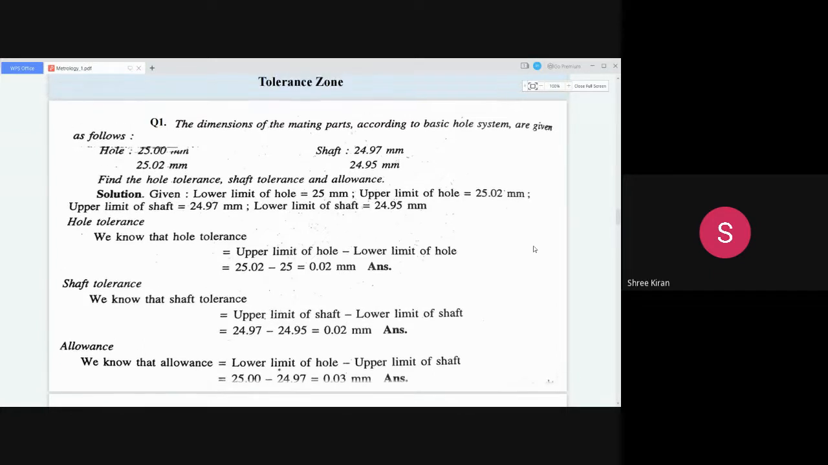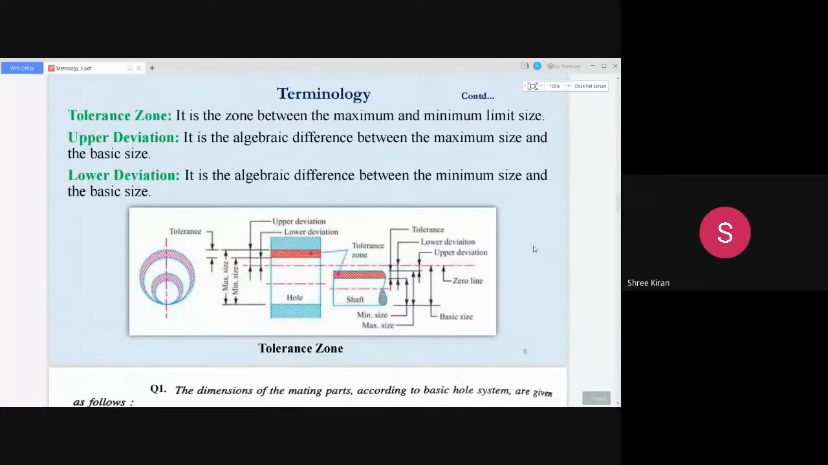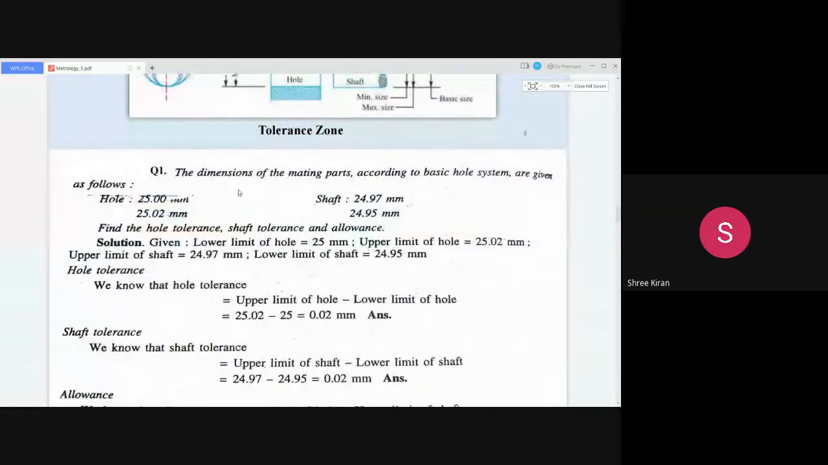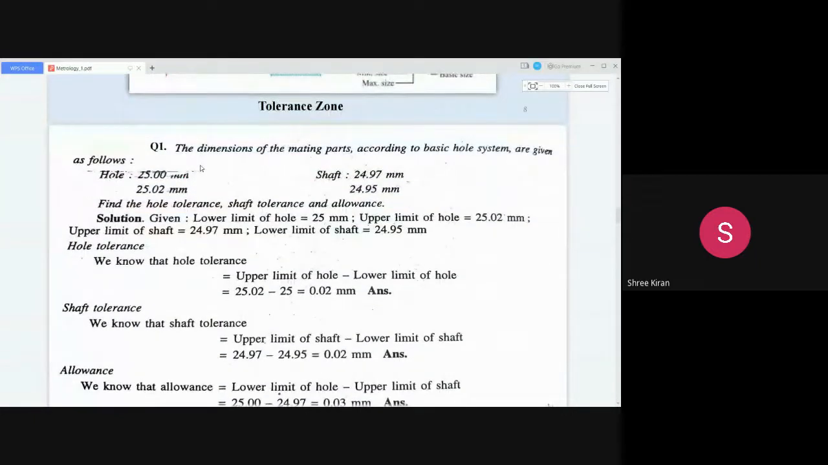See, regarding the limits and fits, I hope you remember the shaft hole arrangement. Regarding the shaft hole arrangement, upper deviation, lower deviation, zero line, all this we have discussed. Then we have done the problem in the class also. So what happens over here is the dimensions. Everyone just note it down in your notebook.